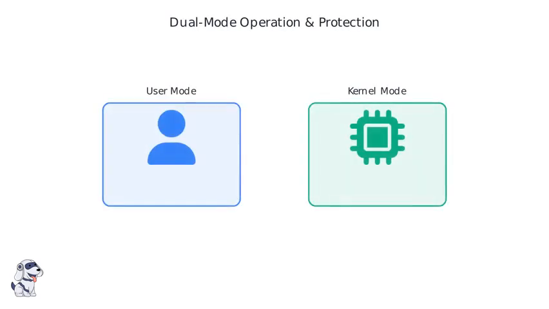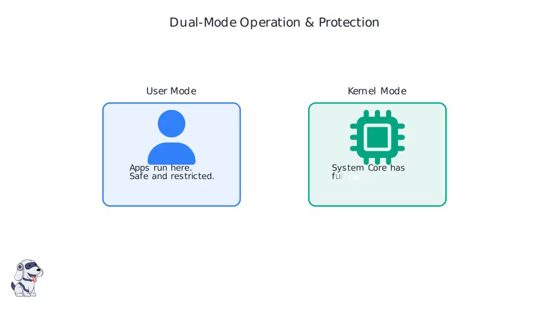To keep your computer stable, operating systems use a concept called dual mode operation. Think of it as a bouncer system for your hardware. In user mode, your apps run in a restricted area. They can't access hardware directly, which keeps a simple app crash from destroying your entire system.